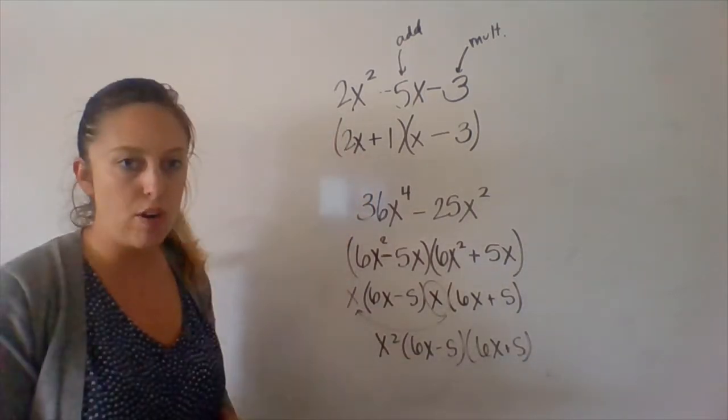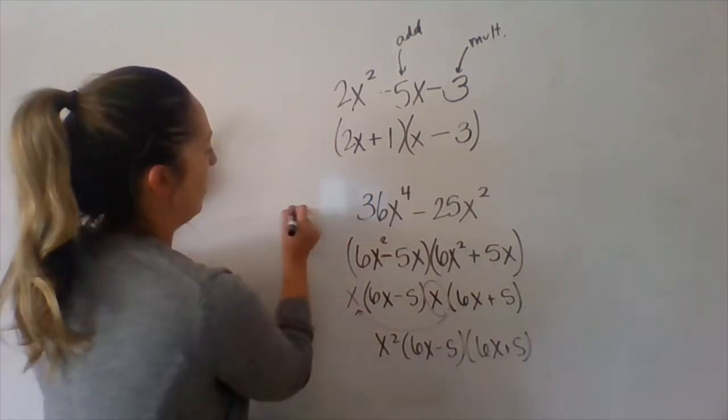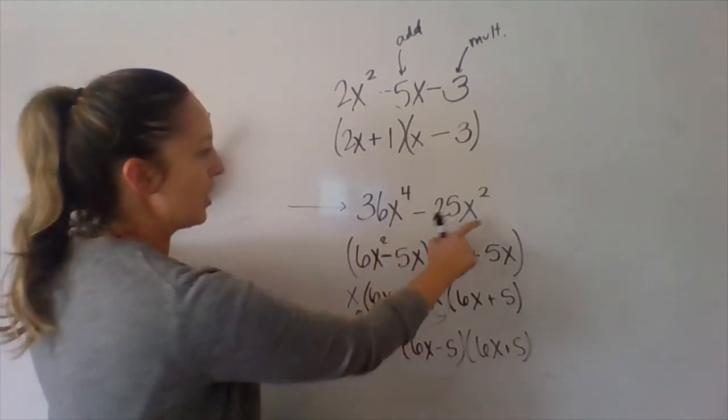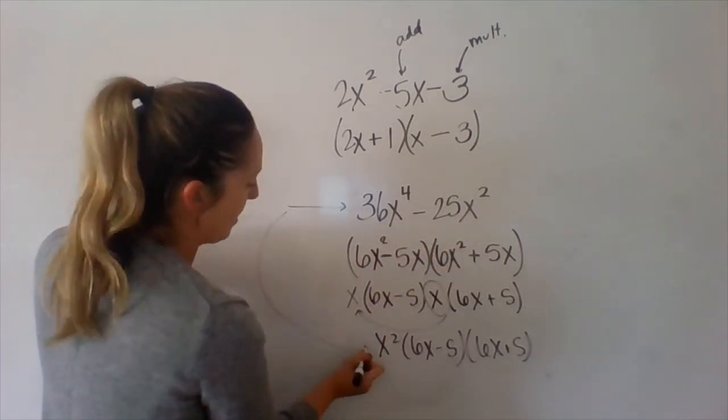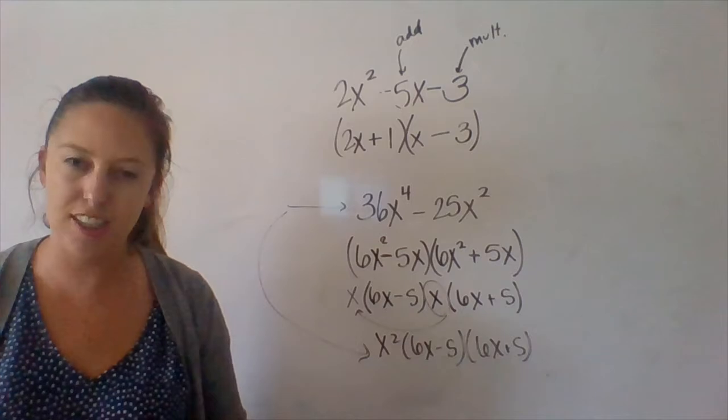And some of you might have noticed that from the very beginning up here, I do have a greatest common factor of x squared. So you could have taken that out first and then factored. Either way will work.